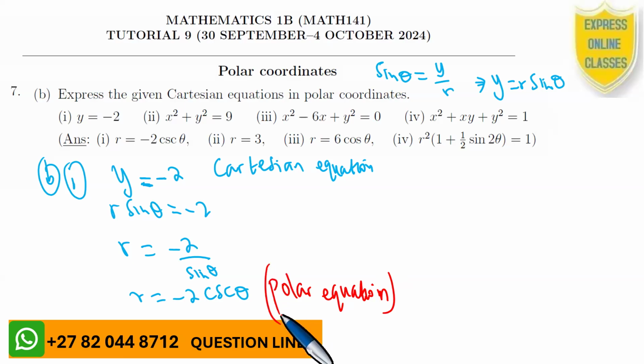A polar equation. This would therefore become a polar equation. And therefore, we look at the next thing. We look at the next question.